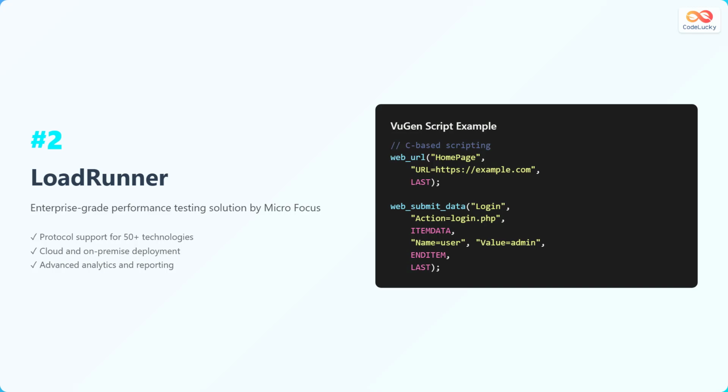web_url, with the name homepage and URL as https://example.com. Next, web_submit_data with the name login, the action login.php, item data, name user, and value admin.